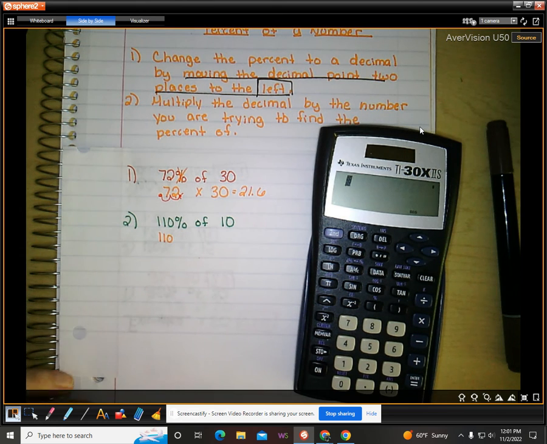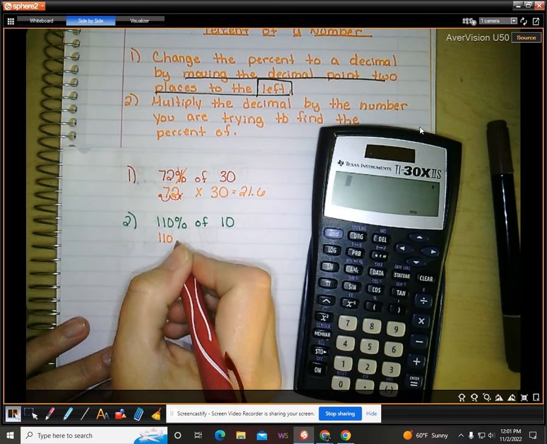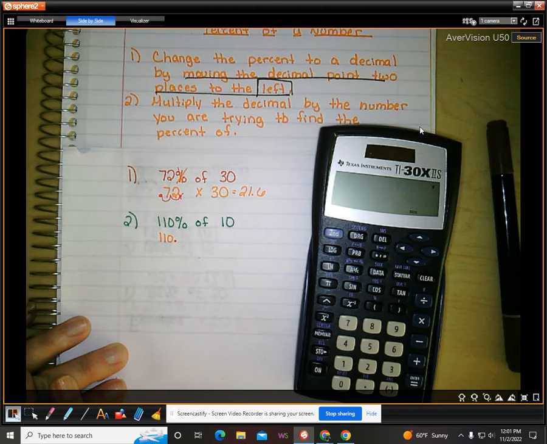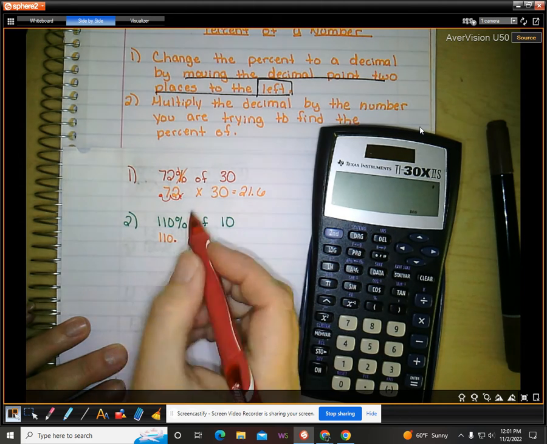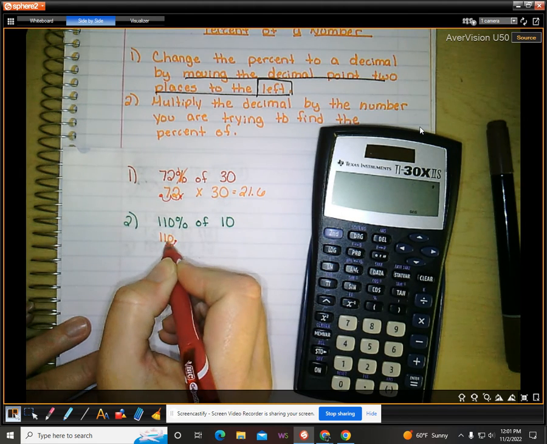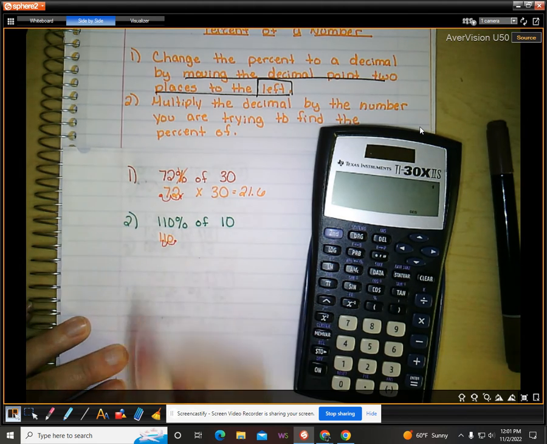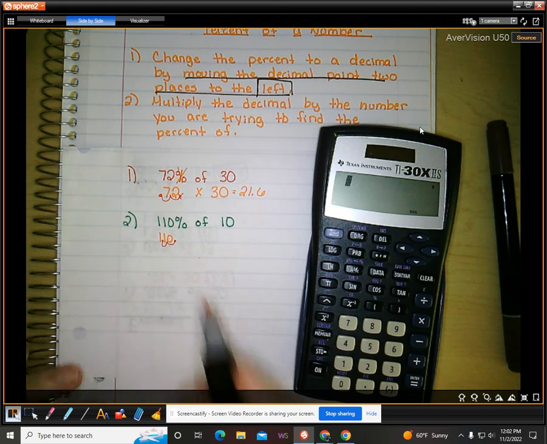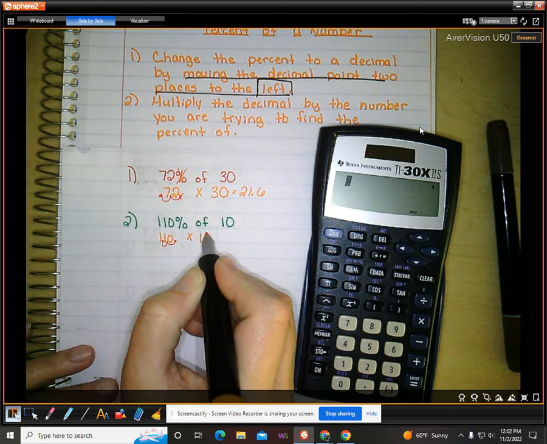Not yet. That's where I'm going to be in a few minutes. In the number 110, where is the decimal point to start with? Where was it to start with? After the 0. Okay? Move the decimal point 2 places to the left. So yes, it is between the 1 and the 1. Okay? Of tells us to multiply times 10.